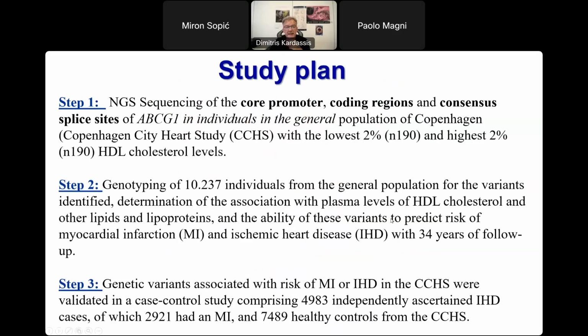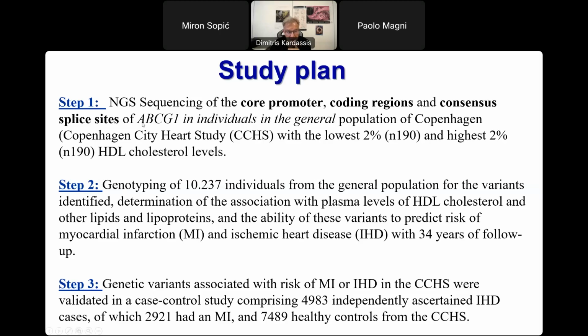So that was the study plan. First of all, our collaborators in Copenhagen did the genetic analysis, and we did the functional work on the promoter. So in Copenhagen, they did next generation sequencing of the core promoter, coding regions, and splice sites of ABCG1 in individuals in the general population of Copenhagen. This is called the Copenhagen City Heart Study, with the lowest 2% and the highest 2% HDL cholesterol levels.